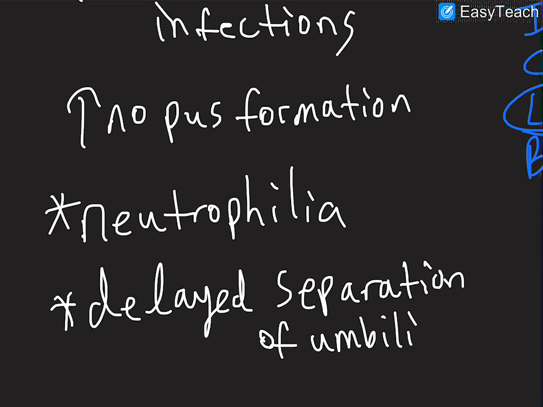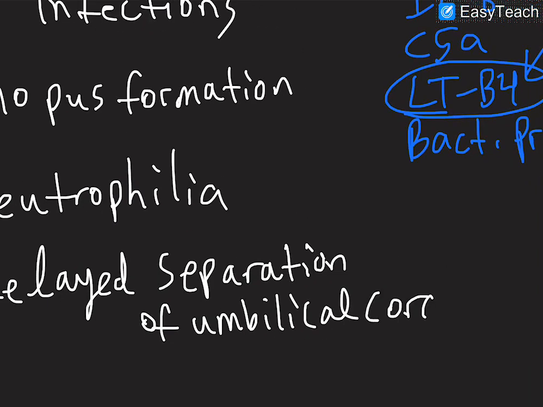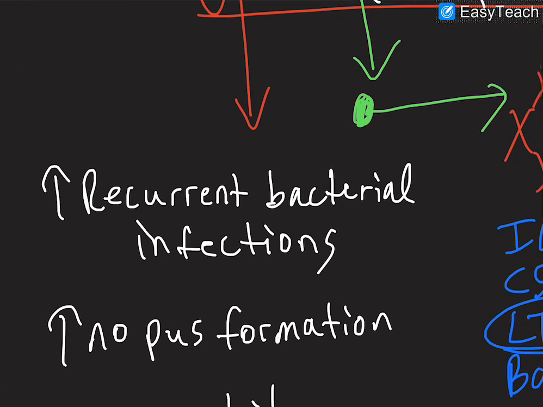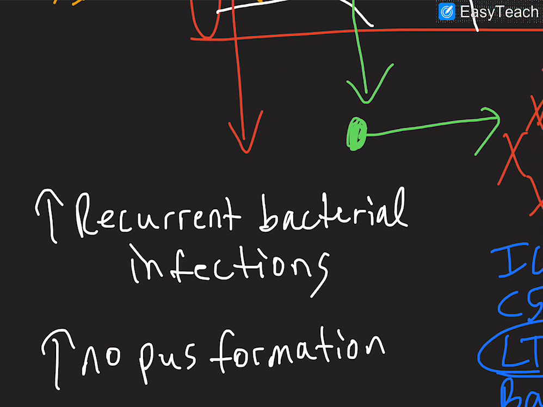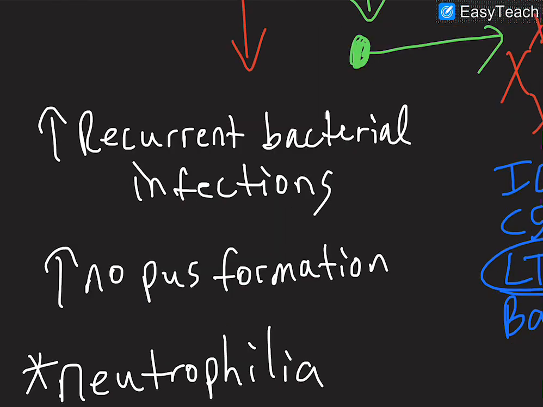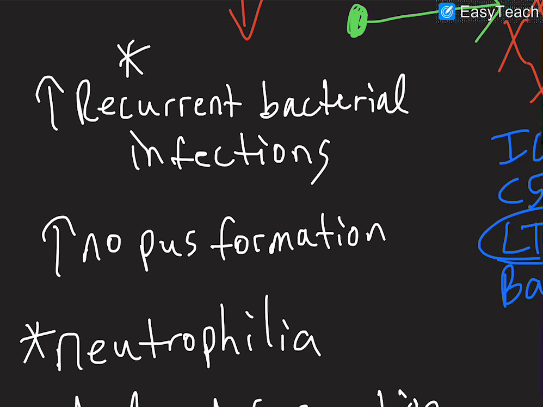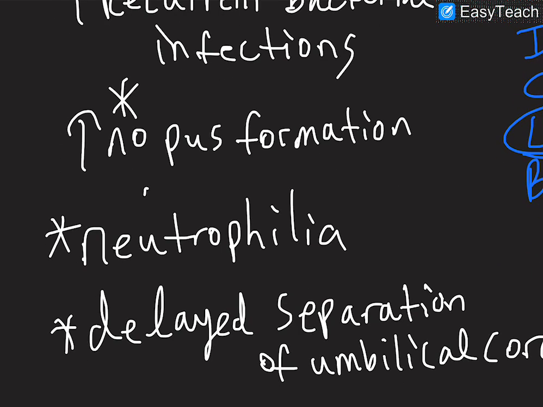All right, now I hope that explanation made sense too. Because again, you need neutrophils to degrade tissue that's undergone necrosis. But if you can't get the neutrophils out of your blood vessels and into your umbilical cord, then you can't degrade it, and therefore it will not separate in the normal span of 7 to 14 days, and instead it may take up to 30 days or longer. Okay, so the main findings that we should know are recurrent bacterial infections, no pus formation, neutrophilia, and delayed separation of your umbilical cord. And that's type 1 leukocyte adhesion deficiency.